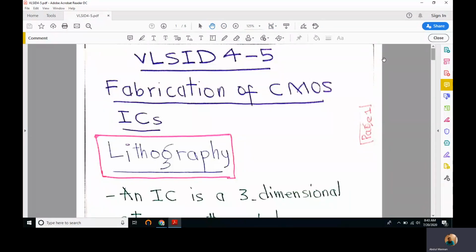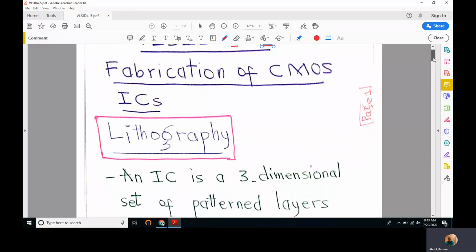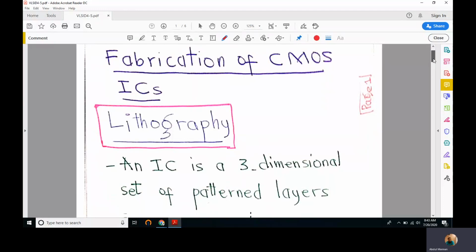Welcome to the fifth lecture from chapter number 4. We are studying fabrication of CMOS ICs, and in this lecture we will study a technique that is used to form different layers on a given silicon chip, mostly doped silicon layers or CVD-based oxide layers, etc.